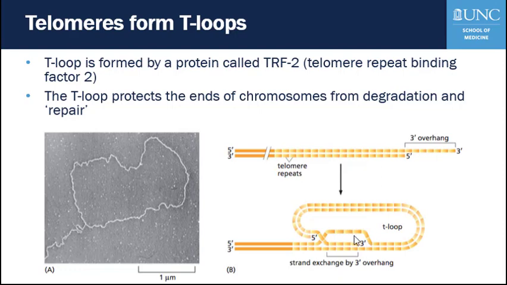And so this T-loop was discovered in 1999 by Dr. Jack Griffith at UNC. So his lab found that formation of the loop was mediated by the telomere repeat binding factor 2, or TRF2. And so this loop essentially hides and protects the end of the chromosome so that the end of the chromosome is resistant to degradation or any attempts at repair.